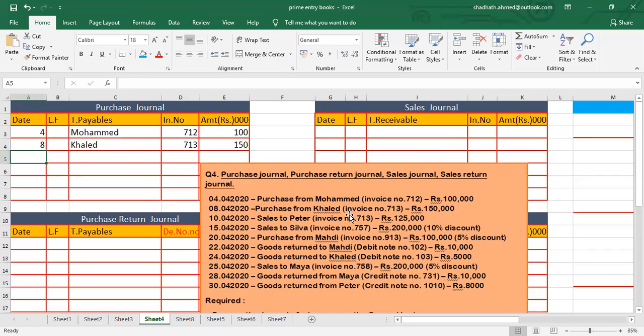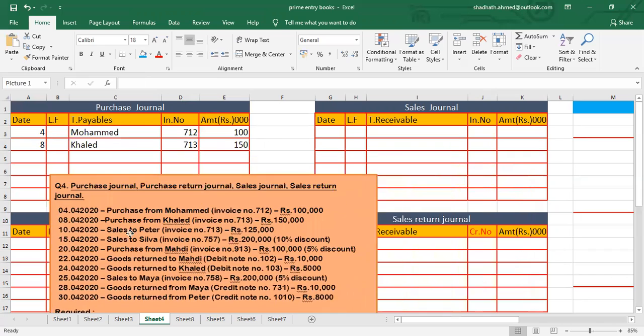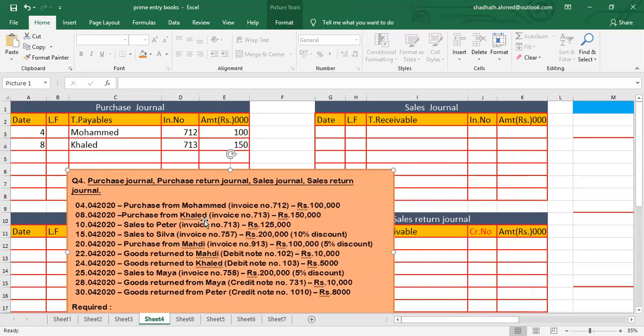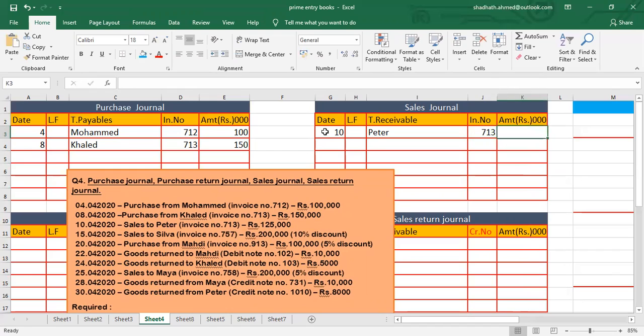Sales to Peter. So sales to Peter is a credit sale. How do you know? There is a name. Sales to Peter, there is a name. So it's a credit sale. So it comes to sales journal on 10th, Peter. Invoice number is given to you, 713. Same number is given, no problem. 125.